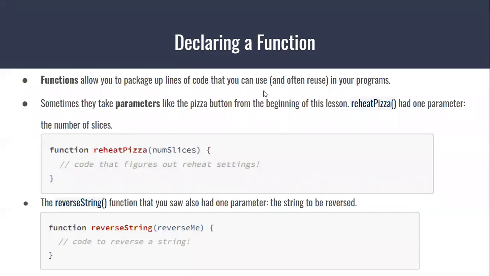So when we want to declare a function, let me just step back. Functions allow you to package up lines of code that you can use and often reuse in your programs. So reusability, that's the main thing. Sometimes they take parameters, like the pizza button, and then we have a concept of reheat pizza. When we get into using the UI a little bit better in full stack 2, we're going to learn about web APIs and how we connect the buttons up to calling our functions.